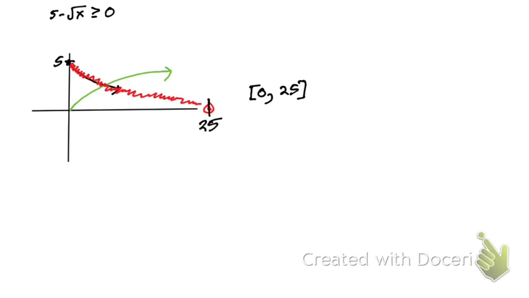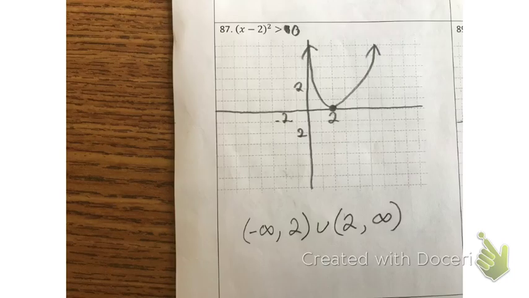All right, other questions? 87. Do you have a particular question? Just the notation. Oh, okay. So they're asking for when is it greater than 0, correct? Notice it's not greater than or equal to, it's just greater than. So you just need to know where I got that interval notation from. You're asking yourself, when is this greater than 0?